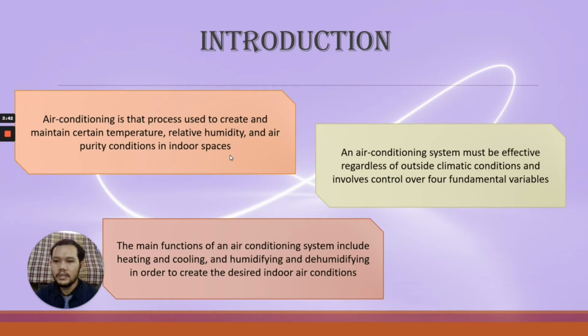So air conditioning is the process used to create and maintain certain temperature, relative humidity and air purity conditions in an indoor space. Any air conditioning system must be effective regardless of outside climatic conditions and involves control over four fundamental variables. The main functions of an air conditioning system include heating and cooling and humidifying and dehumidifying in order to create the desired indoor air condition.